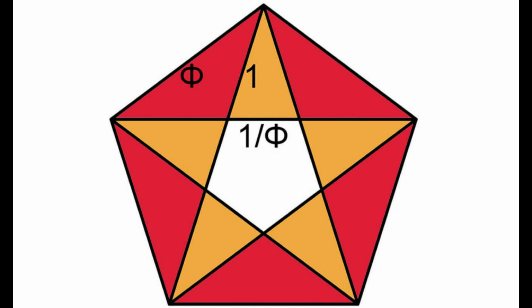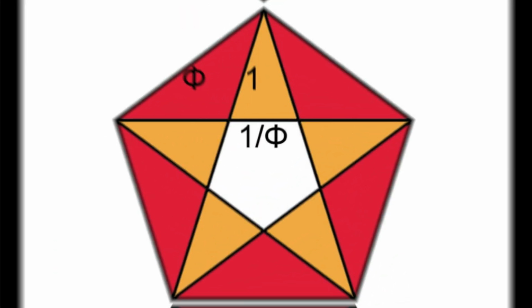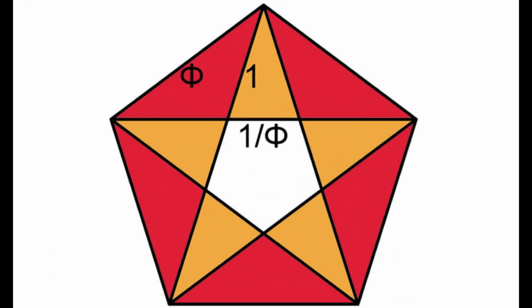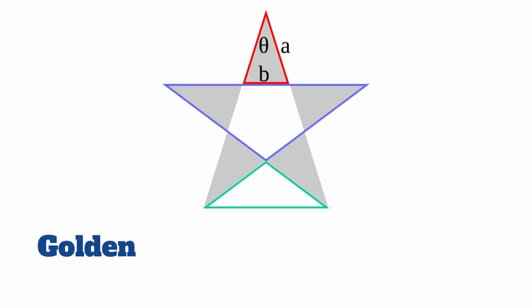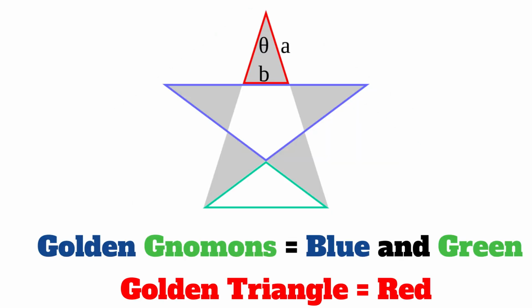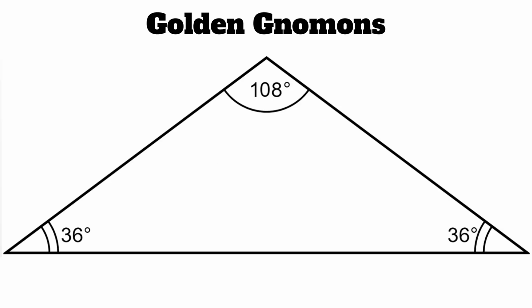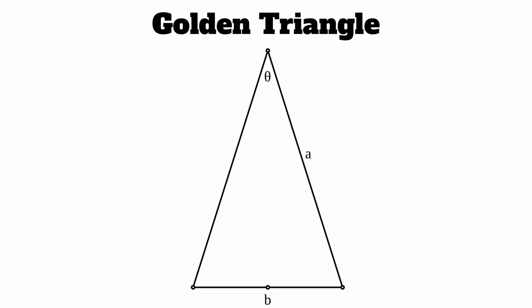Now, let's discuss the pentagram. Inside the pentagram, you can find two types of triangles that have sides in the golden ratio. These are the golden gnomon and the golden triangle. The golden gnomon is an obtuse triangle, a triangle with one angle greater than 90 degrees. And the golden triangle is an acute isosceles triangle, a triangle with two equal sides and all angles less than 90 degrees.